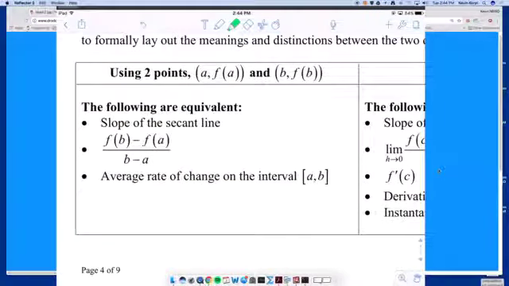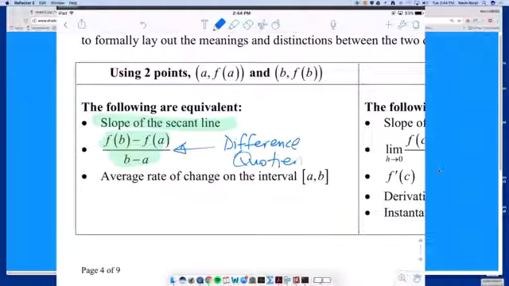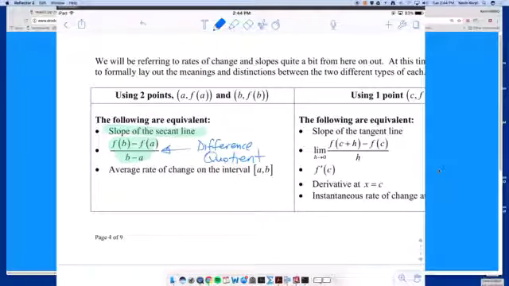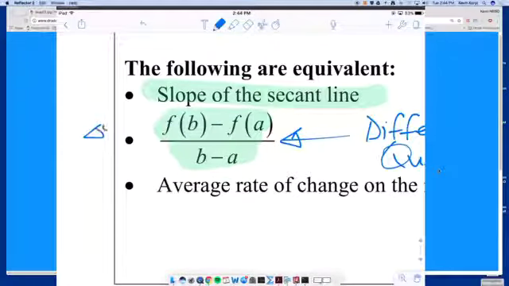All right, so now here's the summary. Everything in this chart on the left column, you don't need calculus for. It's good old algebra. 2 points. The following are equivalent. The slope of the secant line, f of b minus f of a over b minus a, that's what we call the difference quotient, remember? The difference quotient. And the average rate of change on the interval. They're all equivalent. You don't need calculus for those. 2 points. Secant line, average rate of change. Delta y over delta x. That's essentially what the difference quotient is. Delta y over delta x. It's your algebra 1 slope.